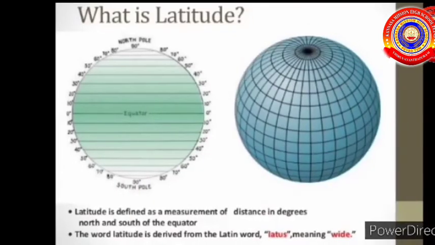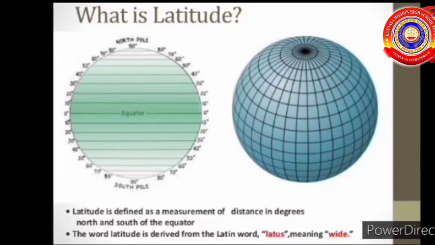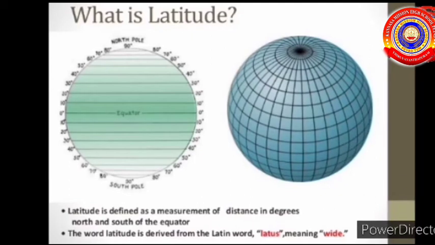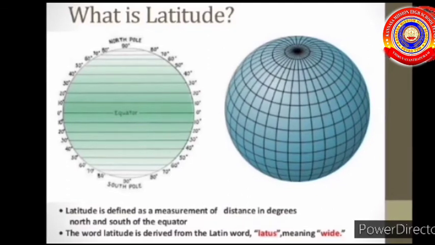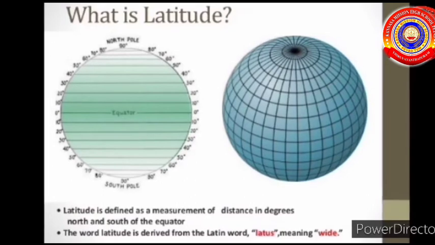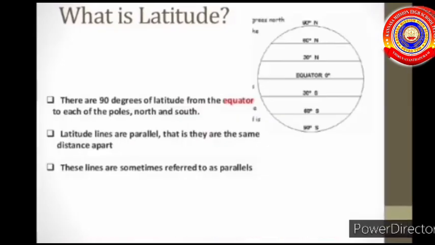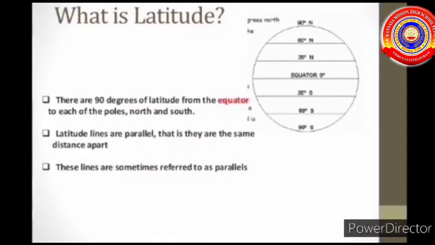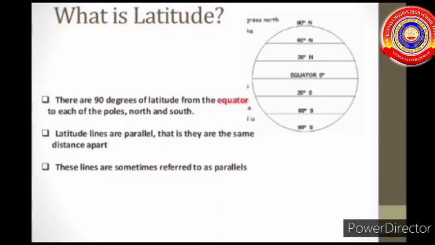So what is latitude? Latitude is defined as a measurement of distance in degrees, north and south of the equator. The word latitude is derived from the Latin word latus, meaning wide. There are 90 degrees of latitude from the equator to each of the poles, north and south. Latitude lines are parallel, that is, they are the same distance apart. These lines are sometimes referred to as parallels.